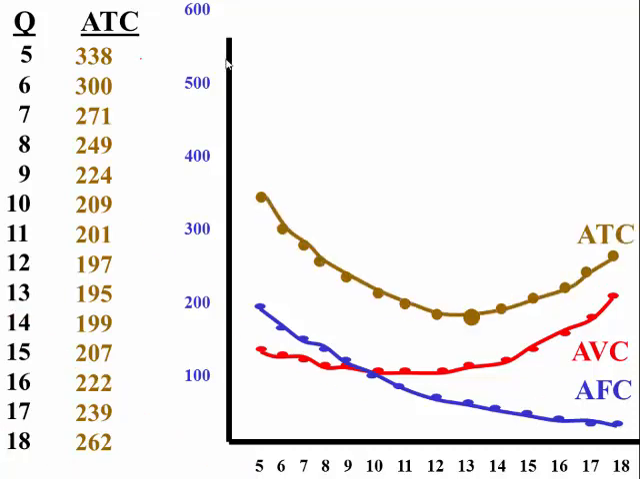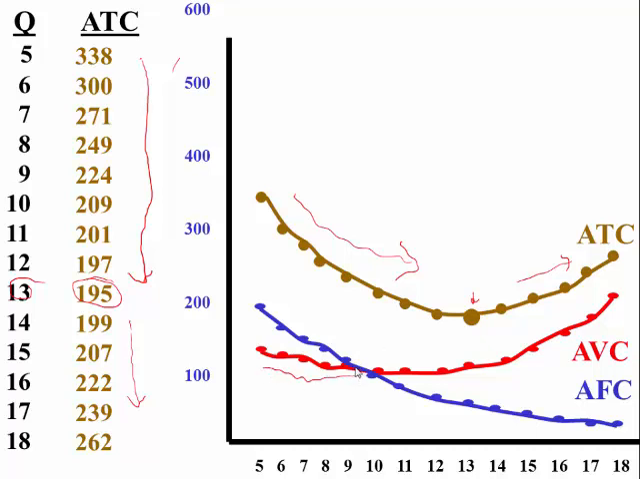Notice here that the average total cost begins to go down all the way to the 13th unit. And beyond the 13th unit, notice how we made this dot really big right here, the average total costs begin to climb. So they begin to go down and then they begin to climb. Everybody see this? That the average total costs begin to go down to this point and then begin to climb.